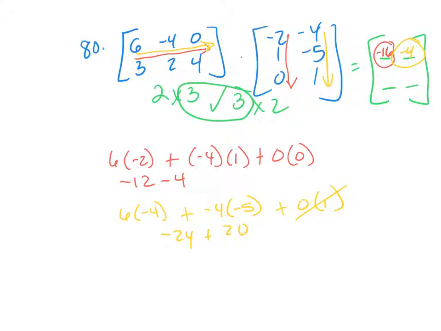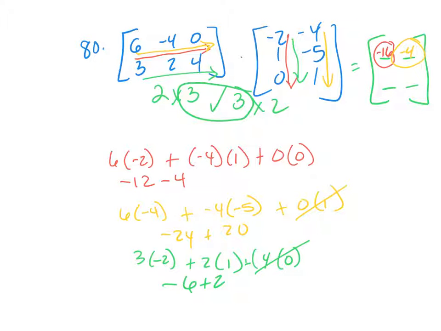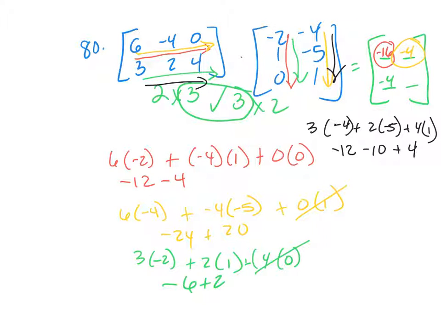Now we're on the second row and the first column. So that's going to be 3 times negative 2 plus 2 times 1 plus 4 times 0. That bites the dust, and that's a 2 and a negative 6. So it's a negative 4 again. And then we're going to do the last row and the last column, and that's going to be 3 times negative 4 plus 2 times negative 5 plus 4 times 1. And that's going to be negative 12 minus 10 plus 4. Negative 22 plus 4 is negative 18.